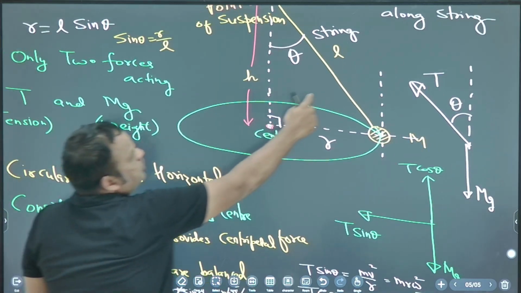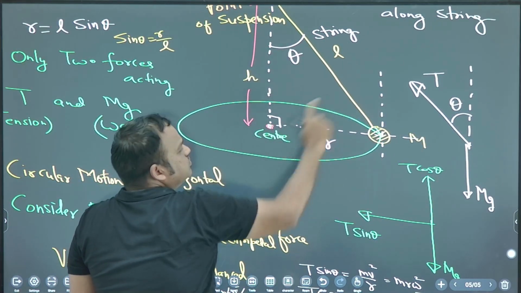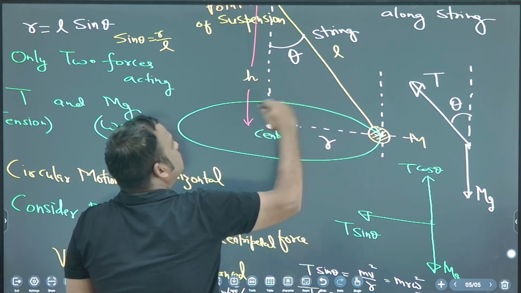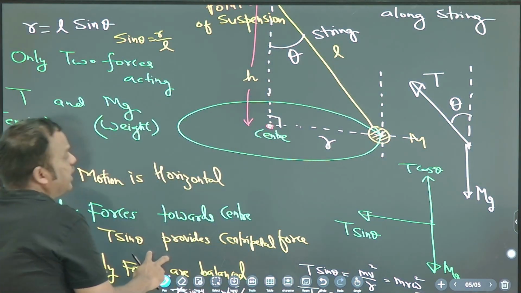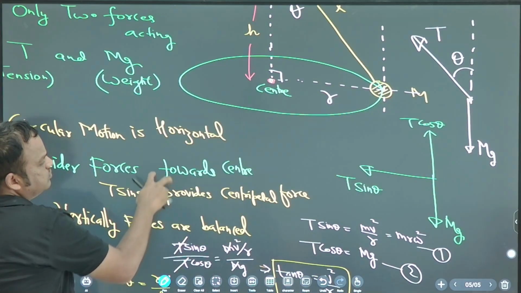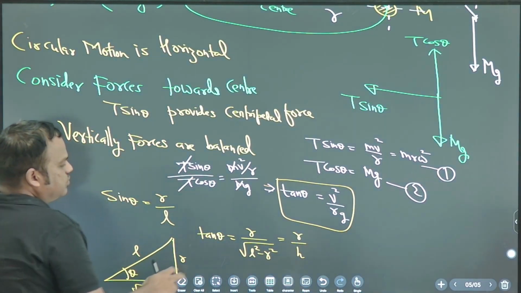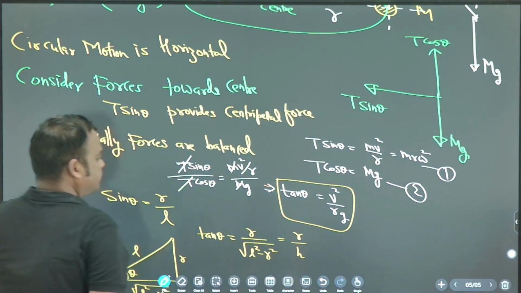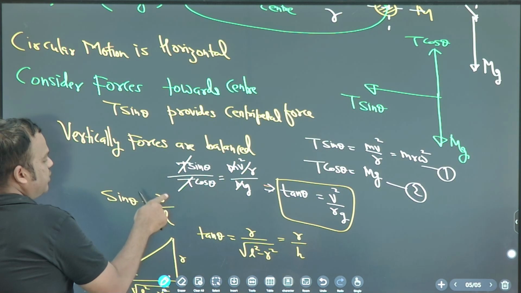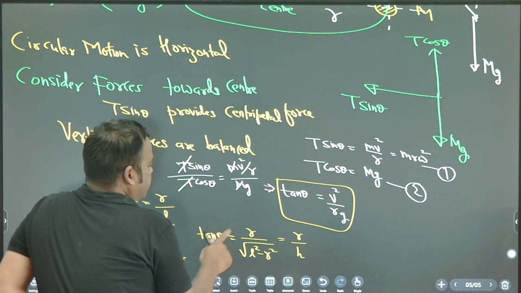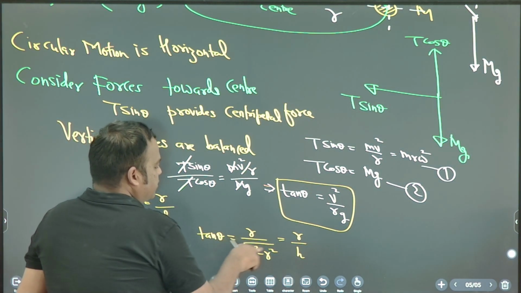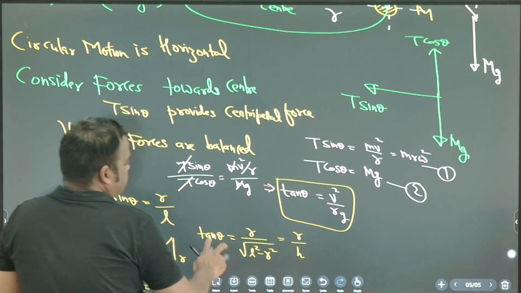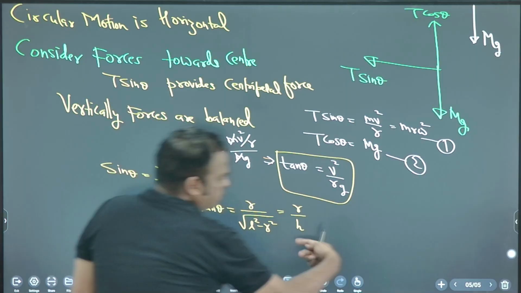What is the length of the conical pendulum? Length of the string. Radius of the conical pendulum. Height of the conical pendulum. So tan theta is equal to r by h. Sin theta is equal to r by l. And tan theta is also equal to r by square root of L square minus R square. Okay, let me give you one question based on this.